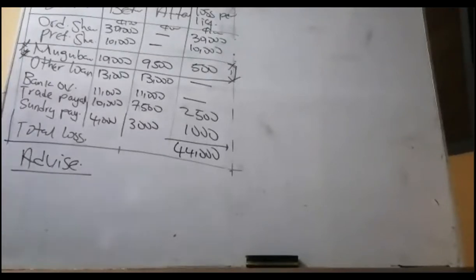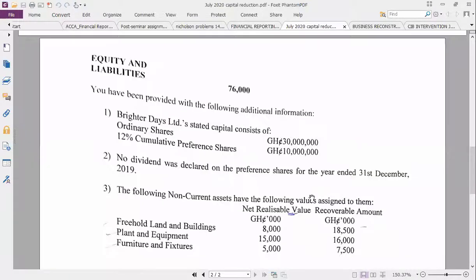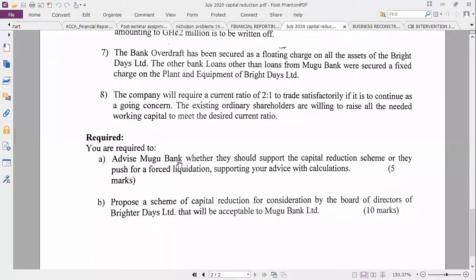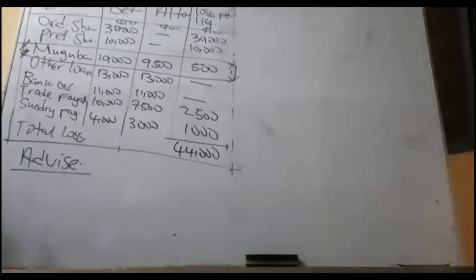Let's put something small for the advice. So here, the question was in 2/4. Don't forget the question was in 2/4. The question asks us to advise Mugu Bank whether they will support the capital reduction or force for liquidation. So you're advising Mugu Bank whether they should support the capital reduction scheme or push forward for forced liquidation. This advice must be in 2/4.